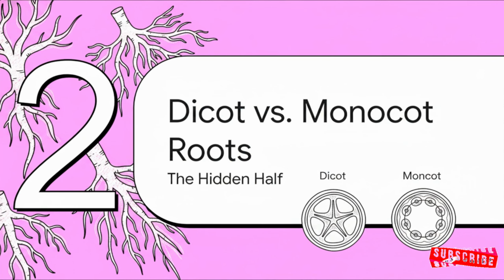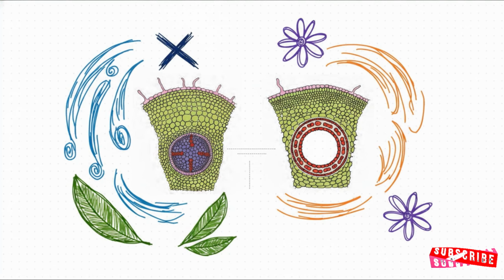Okay, so those are our 3 basic building blocks. Now for the really interesting part, let's see how they're arranged differently. And we'll start underground with the roots of dicots and monocots. Just look at these cross sections. You can see a difference right away, smack in the middle in what's called the vascular cylinder. On the left, in the dicot root, you see the xylem forms this really distinct X or star shape.